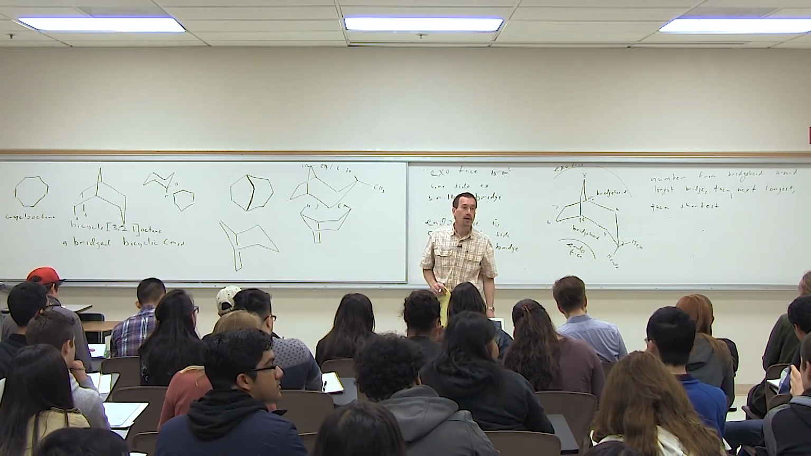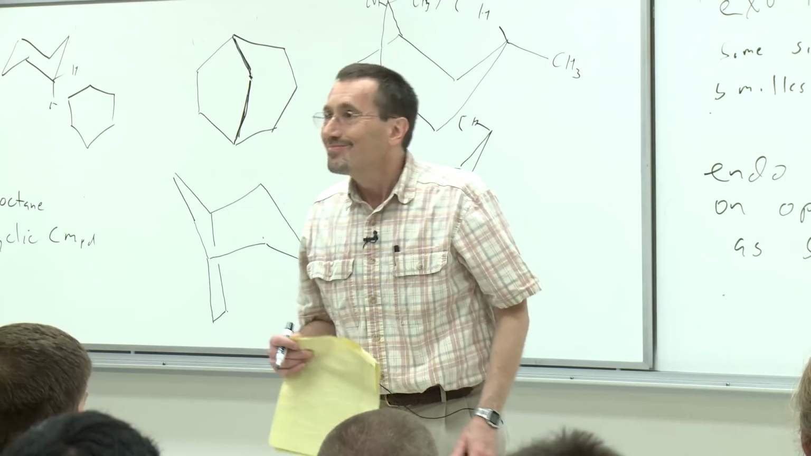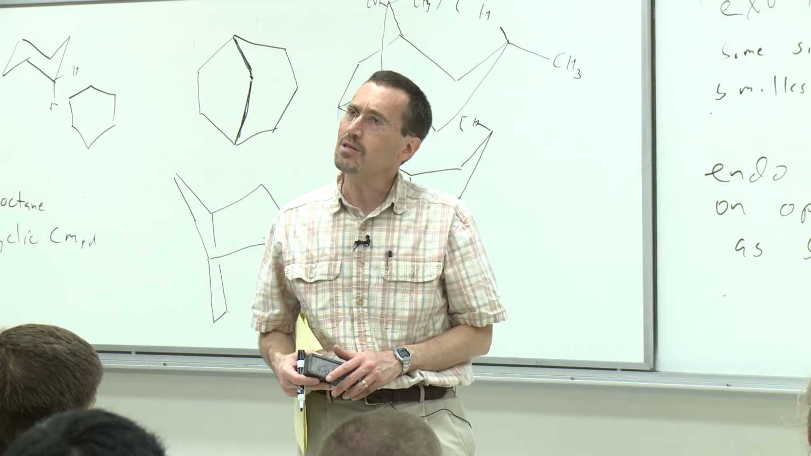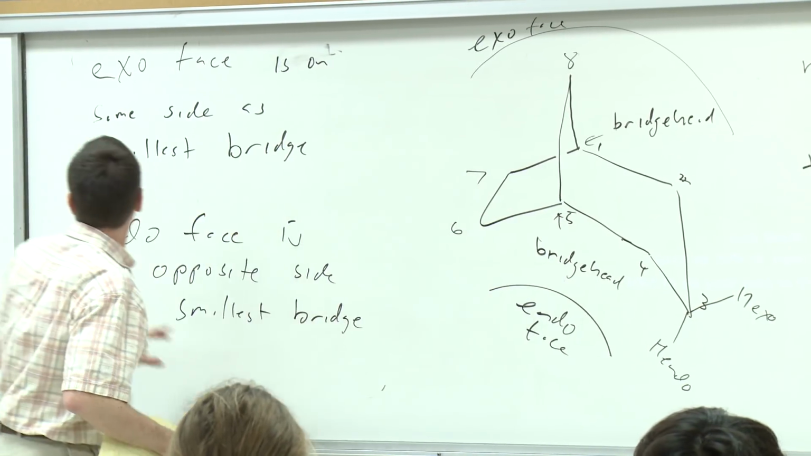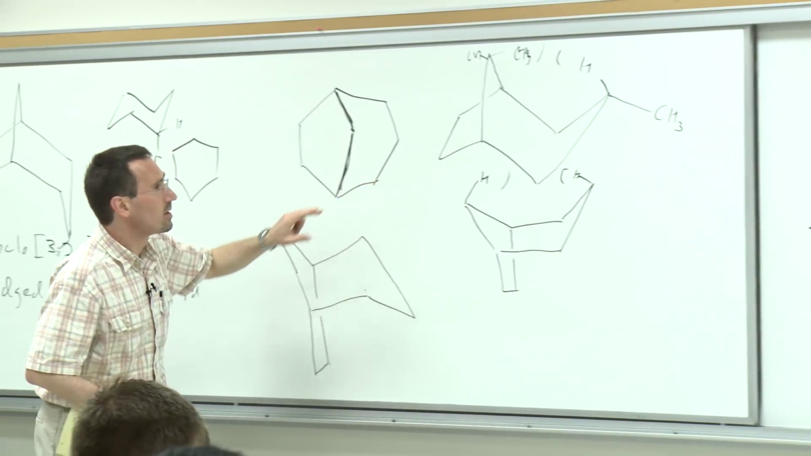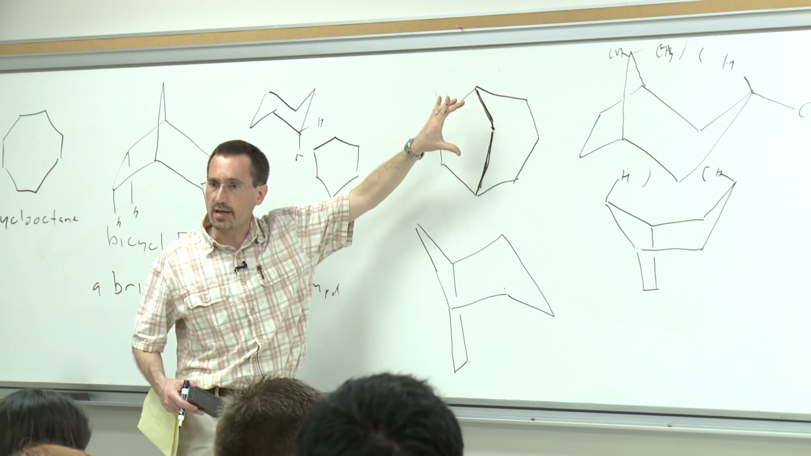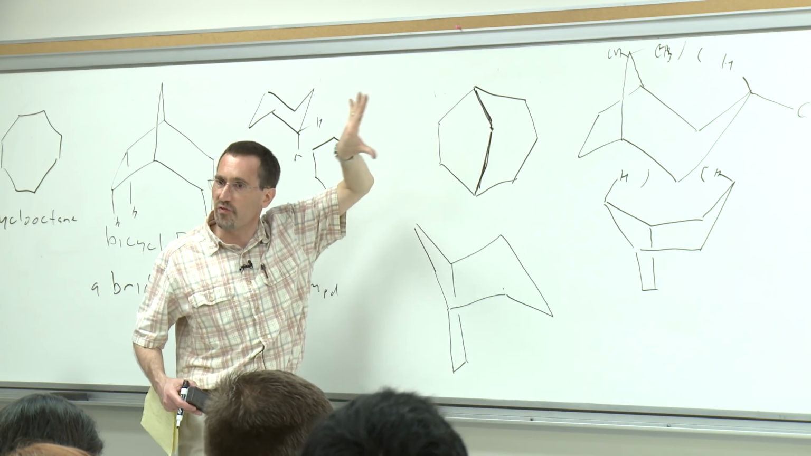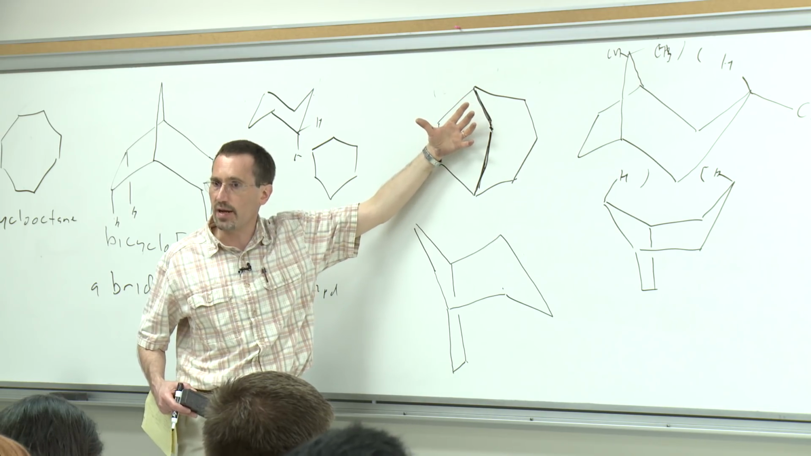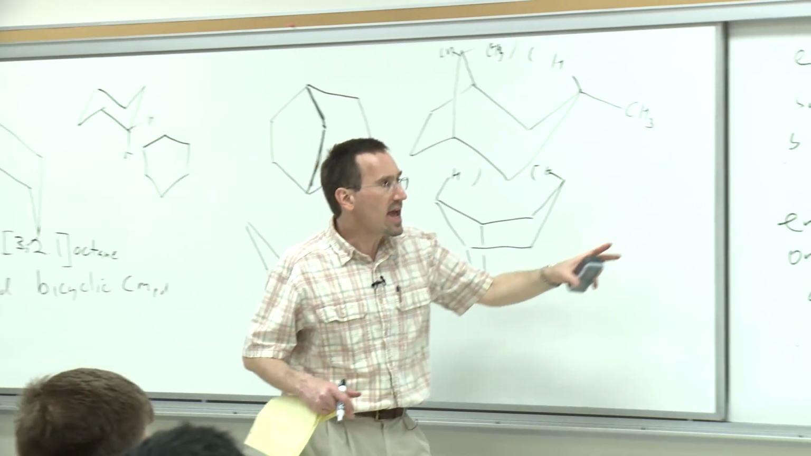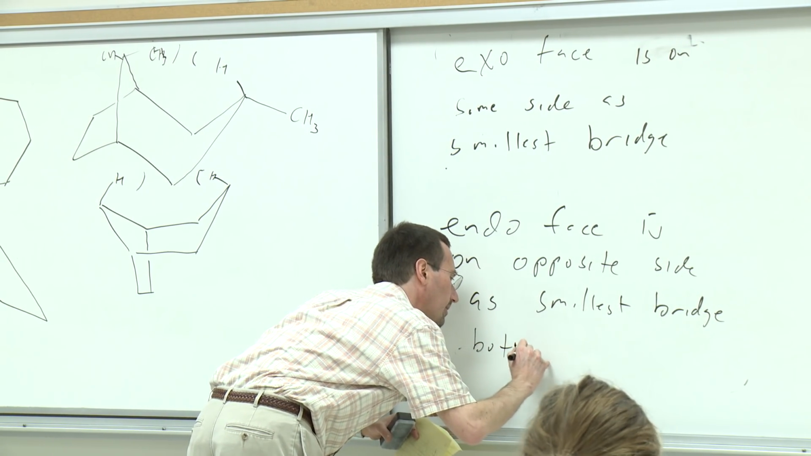Yeah? This may be a strange question, but wouldn't there be more than one face? I guess you can say, okay, again, let's think anatomy. And let's come back to this drawing over here. So the biggest ring in the molecule is a 7-membered ring. So imagine now we're defining the top and the bottom of the 7-membered ring. So basically, the endoface is the bottom of the 7-membered ring.